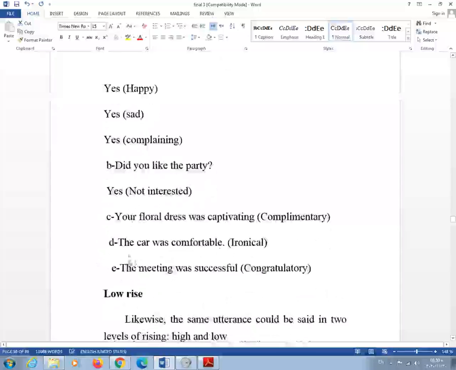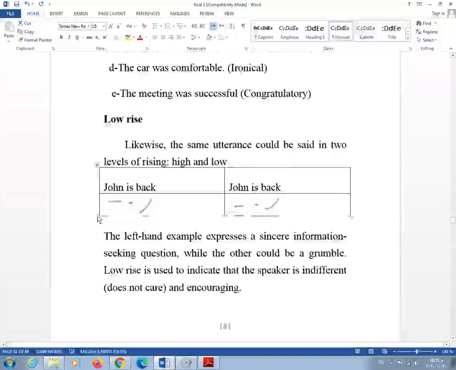Your floral dress was captivating. Complimentary. The car was comfortable. Ironical. The car was comfortable. Yes. The car was comfortable. Yeah. The meeting was successful. I want to congratulate someone on this, so I say, the meeting was successful. Successful. Low rise. The same thing, low rise.